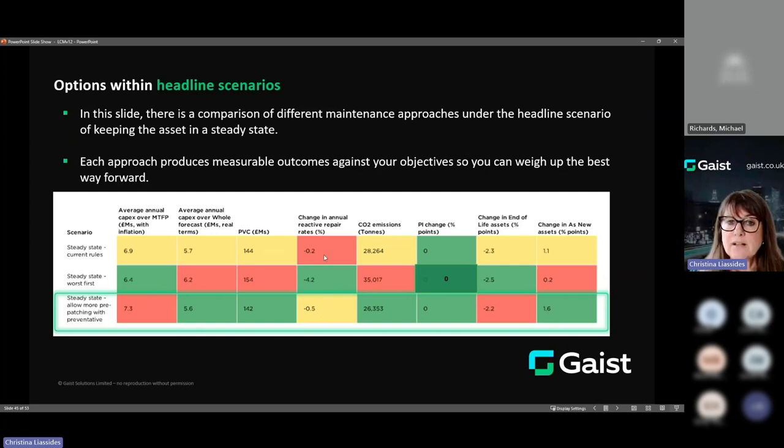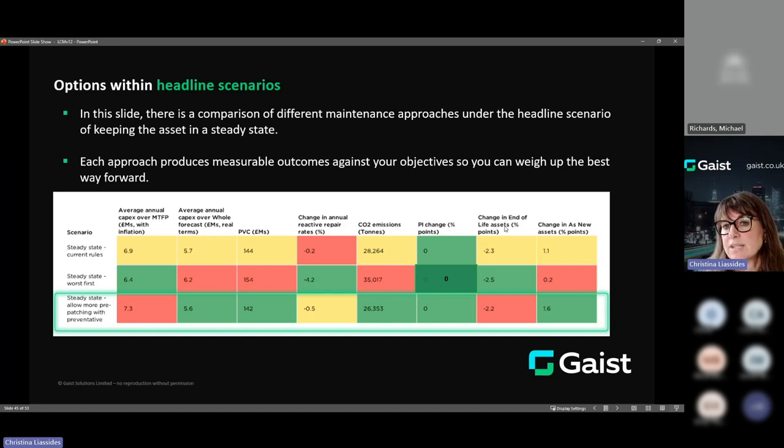But then you've got to ask yourself, what am I losing by taking a more financially prudent approach? If you do a steady state, or if you do your current approach, you're not changing your annual repair rates that much. So you need to ask yourself, does that matter? Is it important that I reduce my repair rates? Is it important that I get better value for my money, and better CO2 emissions? Because again, you can see here that preventative work allows you to bring down your carbon emissions much more than if you were doing the worst first. And of course, that's projecting over the longer term, so you can see the impact it has year on year.